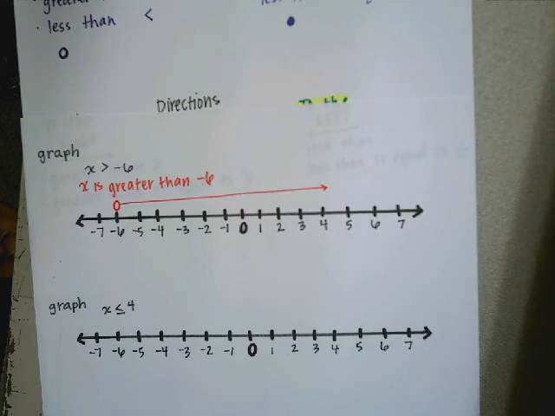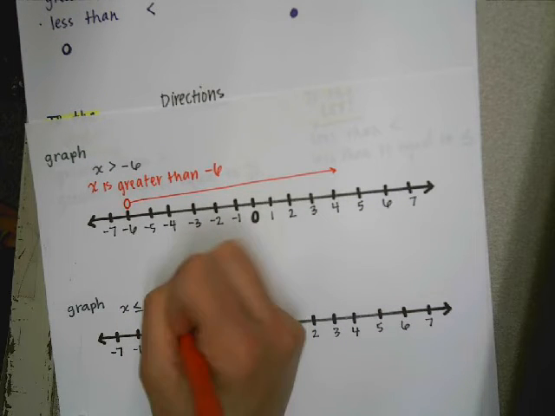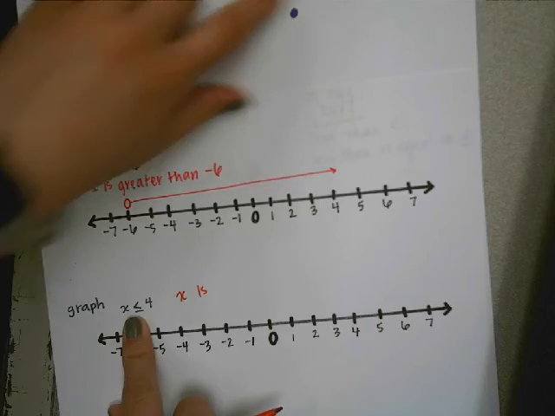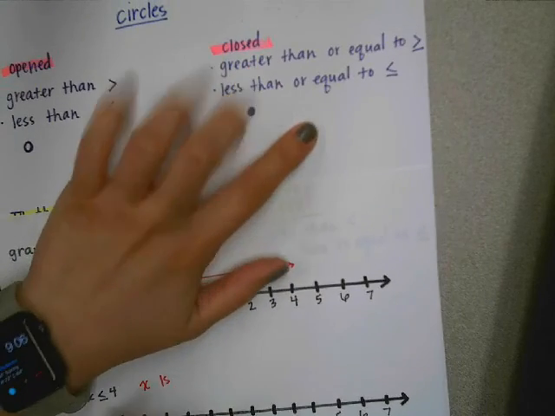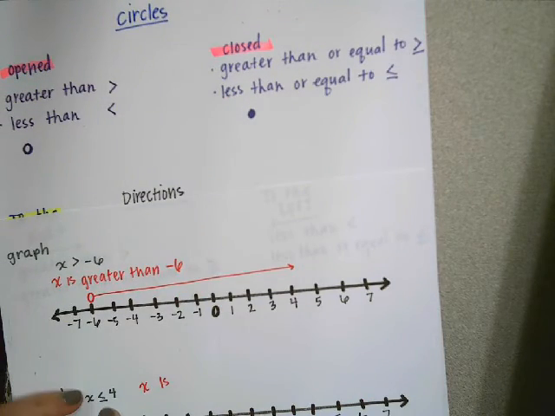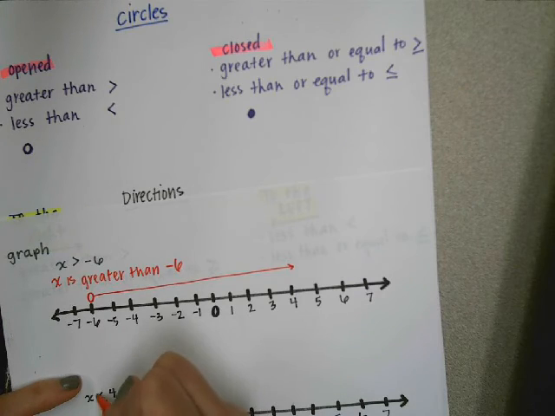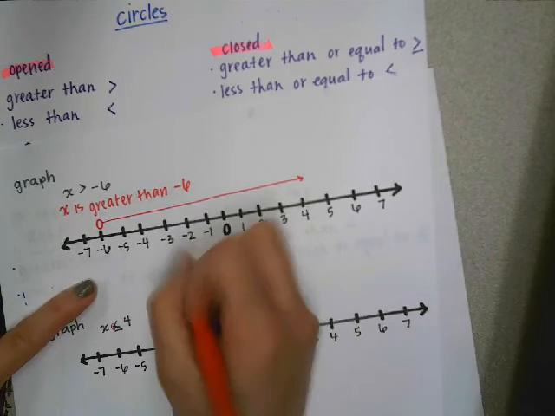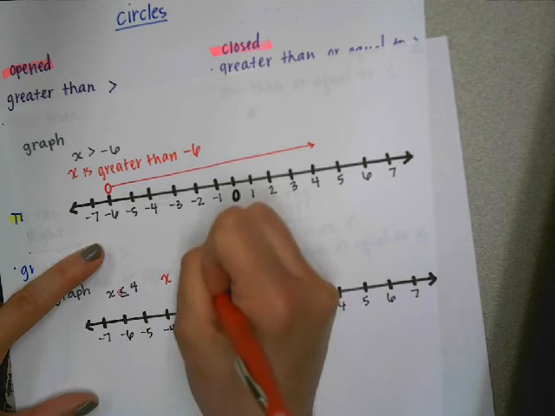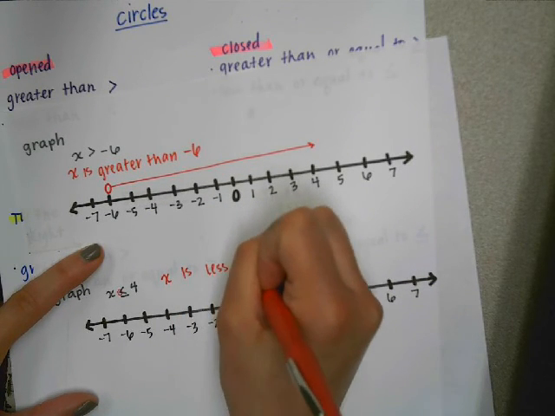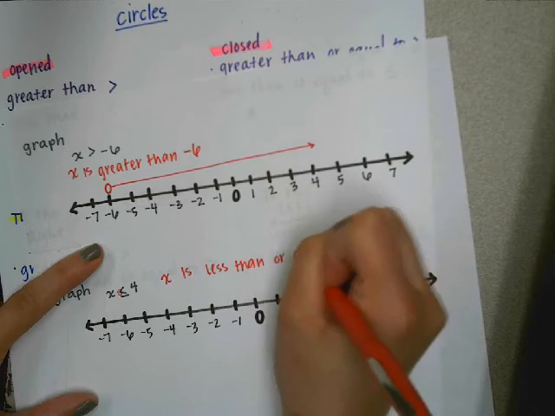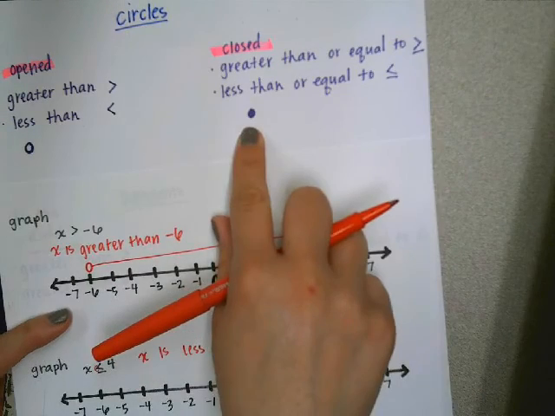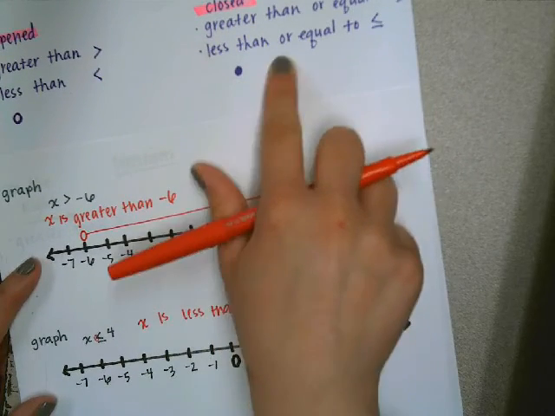Okay, and the next one, again, let's just translate it to English. So x is, this is my less than or equal to sign right here. It kind of looks like a bent L. The smaller side is first. So I know it's less than or equal to because of the line underneath. So x is less than or equal to 4. So I know I'm going to have a closed circle because it says those magic words, "or equal to."